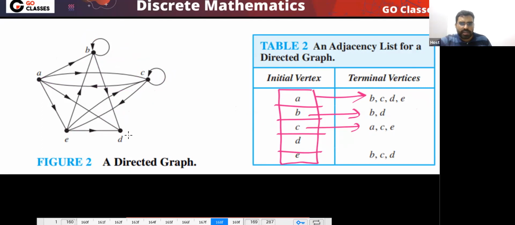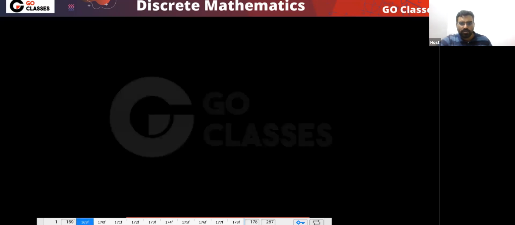You can notice D is not adjacent to anyone. Empty list. E is adjacent to B, C, D. Is this clear? Let me know.